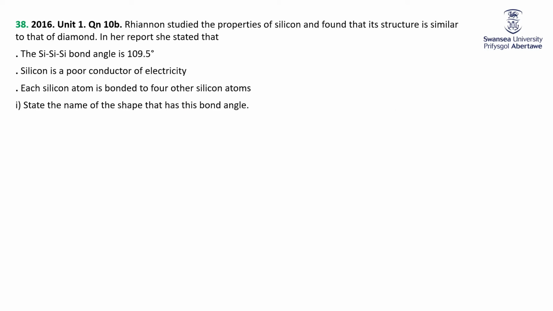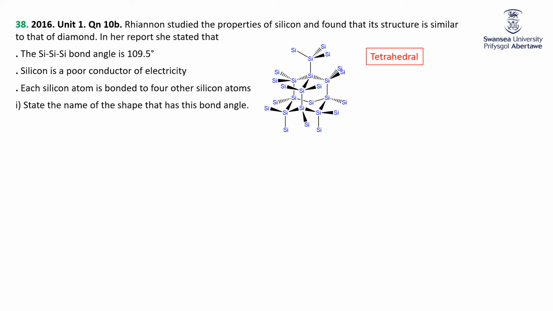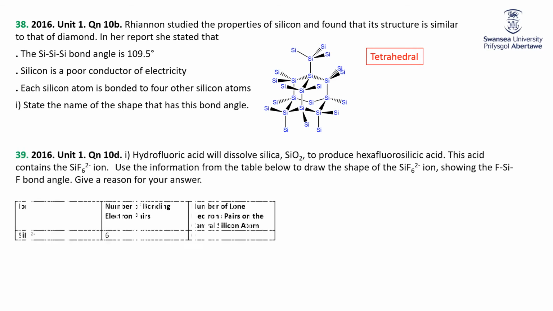Question 38 is part of a bigger question that I'll finish off later on in this set of videos, around the study of properties of silicon, which has a structure similar to that of diamond. So that's what it is there. The Si-Si bond angle is 109.5. More importantly, each silicon atom is bonded to 4 other silicon atoms. So if we think about this one here, 1, 2, 3, 4, and so on. Name the shape that has this bond angle. Well, we just talked about it quite extensively: tetrahedron with those angles of 109.5.